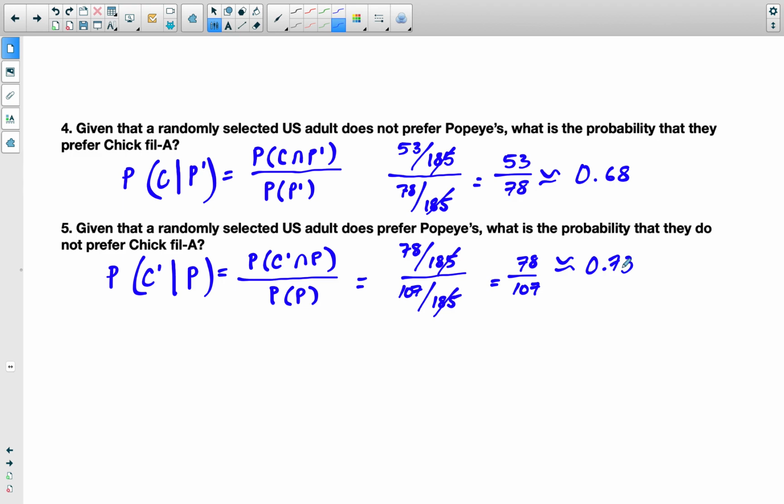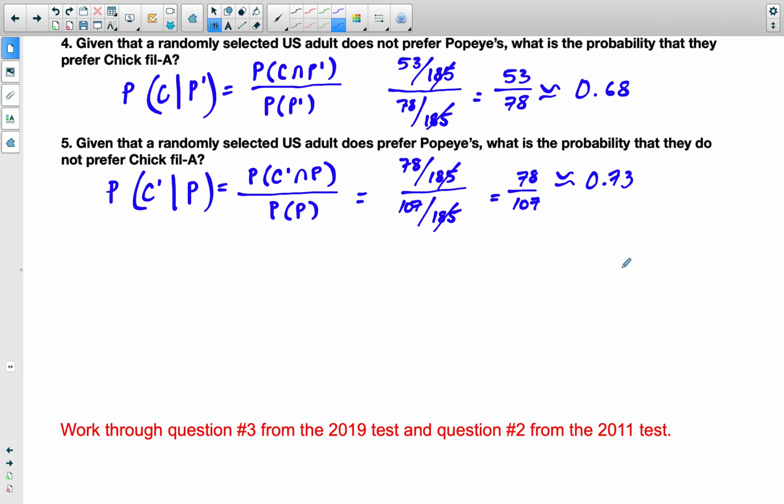So this concludes our lesson for two events, organizing them into a Venn diagram or a two-way table, a contingency table, and then calculating probabilities based on the information. Questions that are similar to this or that use these particular skills, you could work through question number 3 from the 2019 AP test and question 2 from the 2011 test, just to test out your skills and see if you can work through these skills to solve these answers correctly.